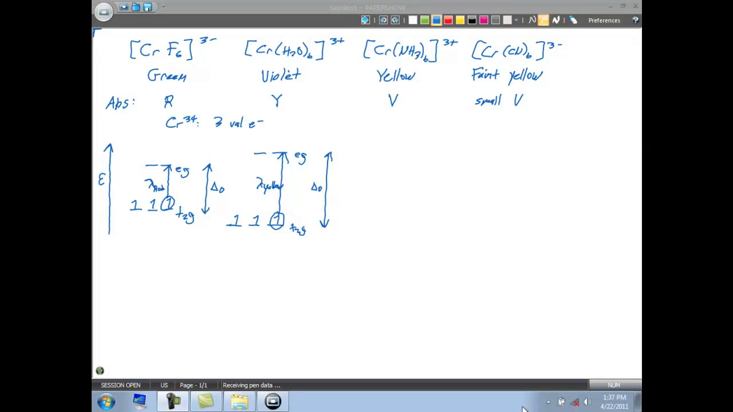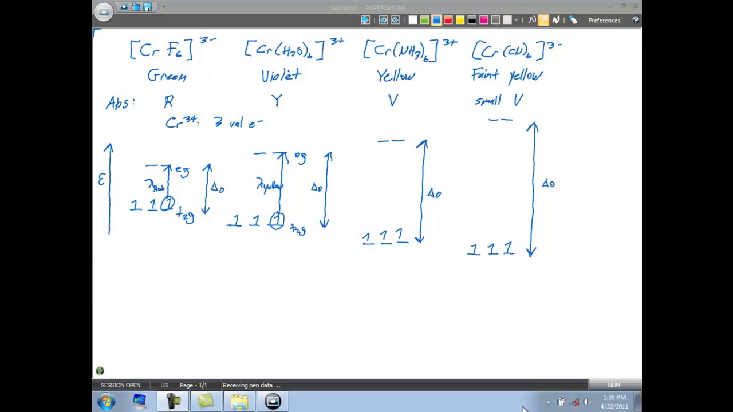As we progress through and change the ligands to ammonia, we see the same exact thing happen, except now we have violet as our absorption energy, and the delta O is even greater yet, because violet is in the highest energy region of the electromagnetic spectrum, at least when we're talking about visible radiation. Same thing happens with the cyanide case, where we have an even larger delta O. And what we start observing here is that the maximum absorption, or this absorption band, keeps getting shifted over to higher energy when we go from a fluoride ligand to a water ligand to an ammonia ligand to a cyanide ligand.